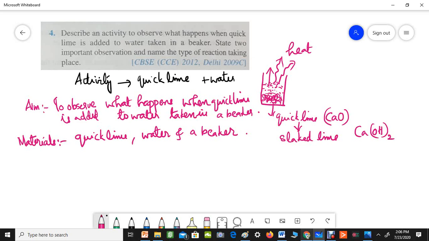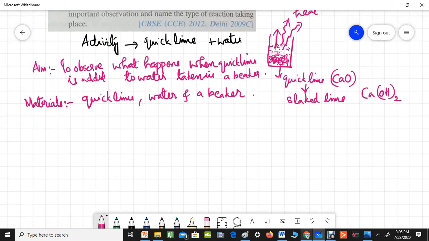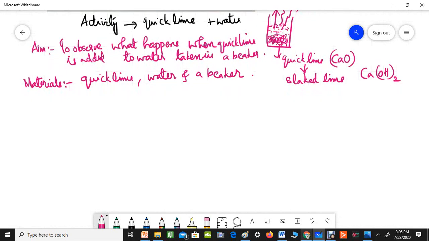The third step of this reaction is procedure. How are we going to do this reaction? That is called the procedure of this experiment. Whenever you are writing a procedure for an experiment, you need to specify the amount of substance needed. For example, for this quicklime, I am just taking it as 10 gram. So you write, take 10 gram of calcium oxide in a beaker.